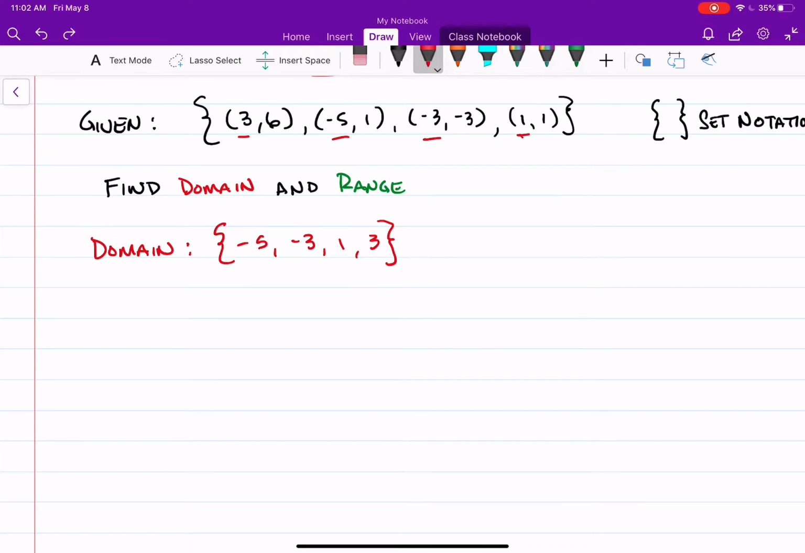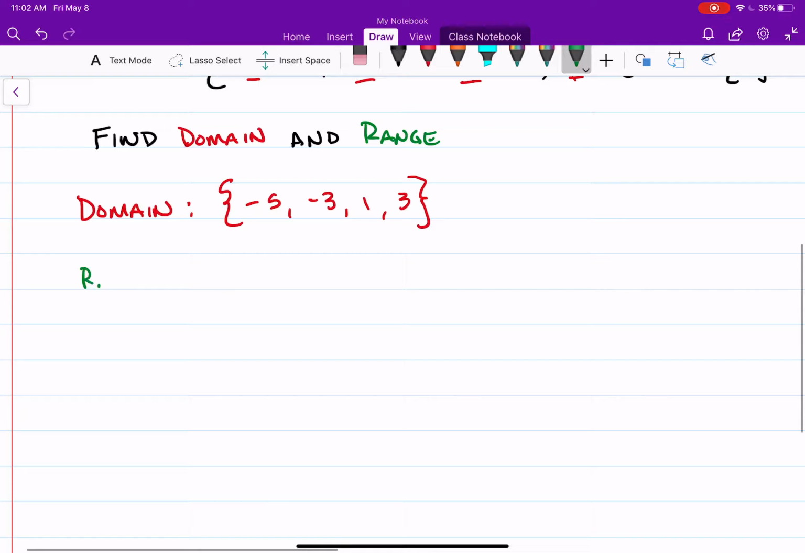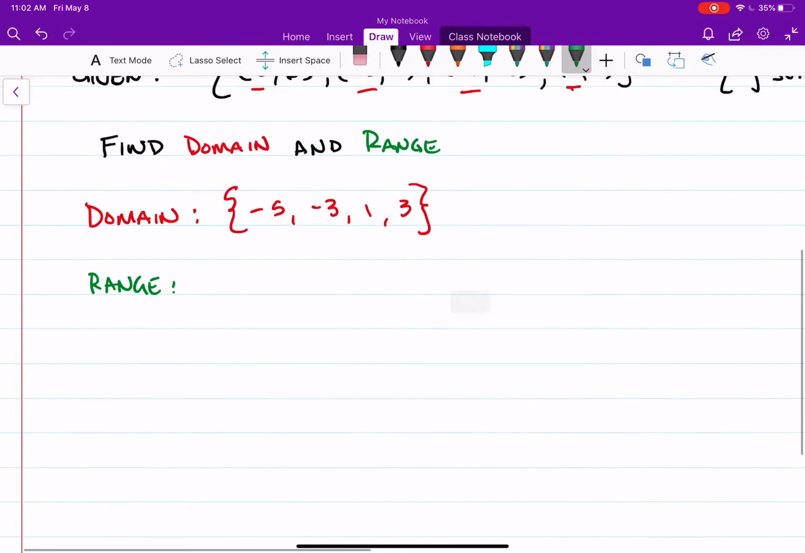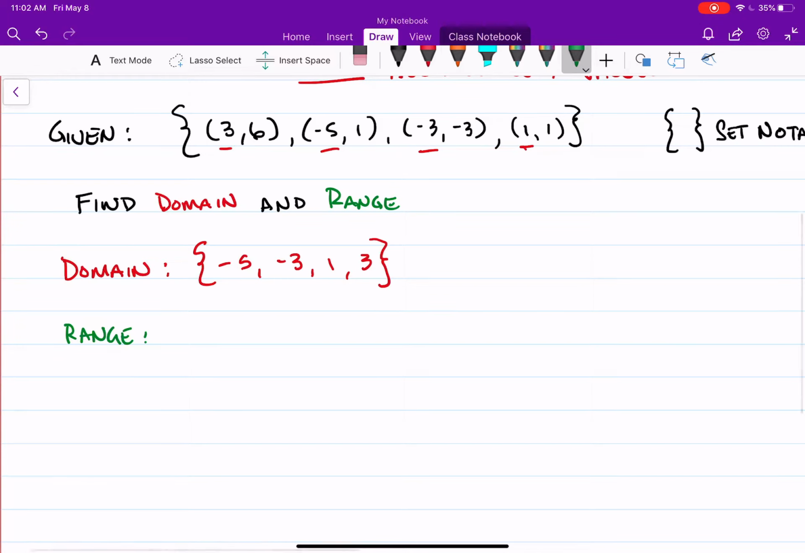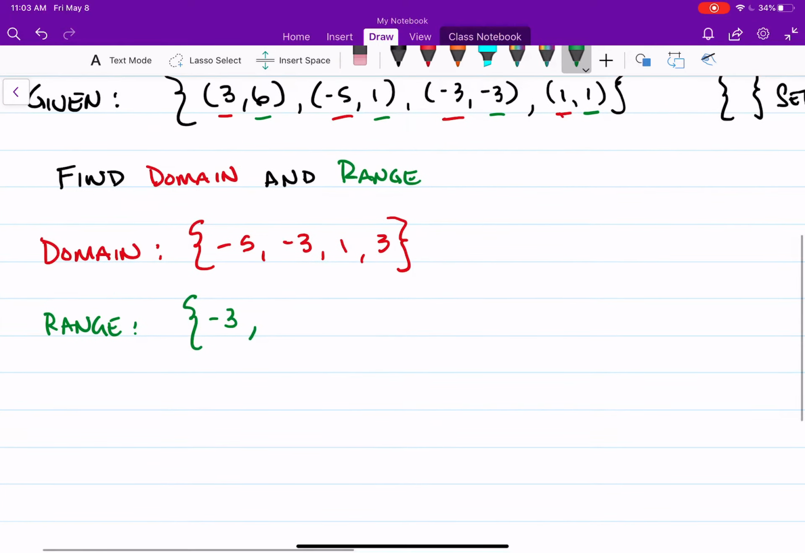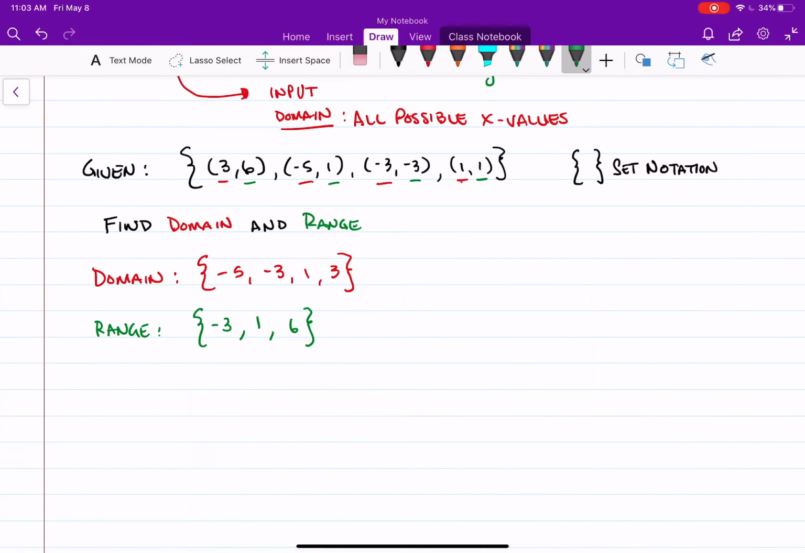Now, if I look at the range, again, same thing with a set of points is nice because I can read these off. 6, 1, -3, 1. Okay, so the smallest one is -3. And then 1 and 1. So we do not need to write the 1 out twice. We just got to write it once and then the 6. Even though we know that there's two 1s, we just need to write it once. Okay, so that's how you will find the domain and range if you're given points.